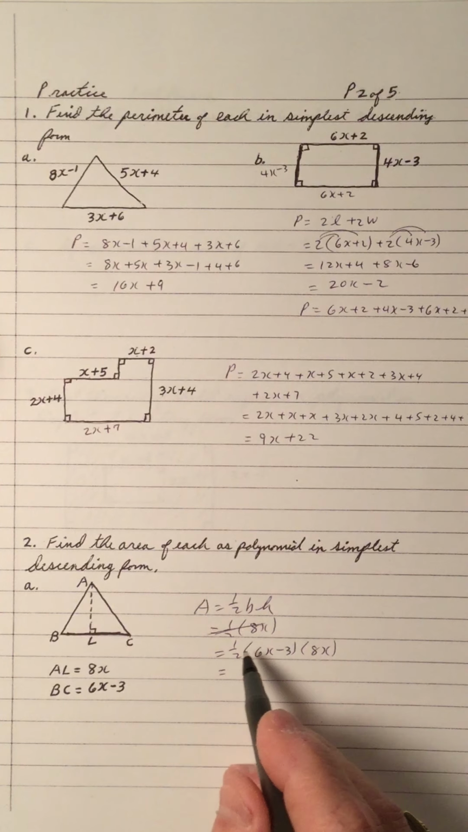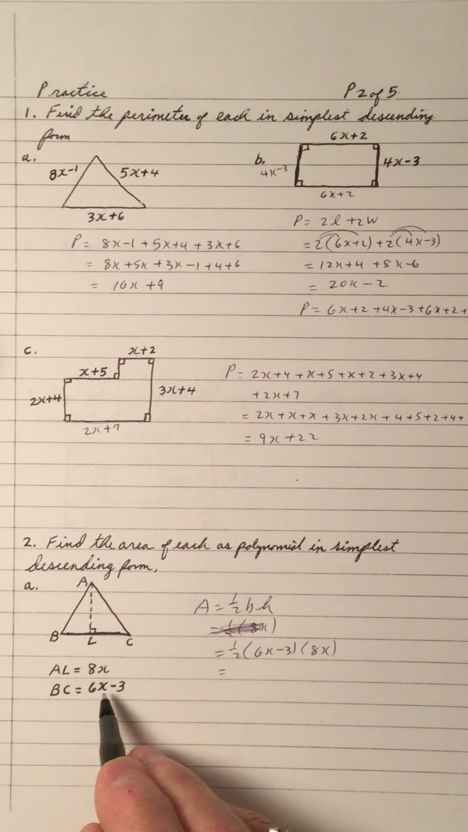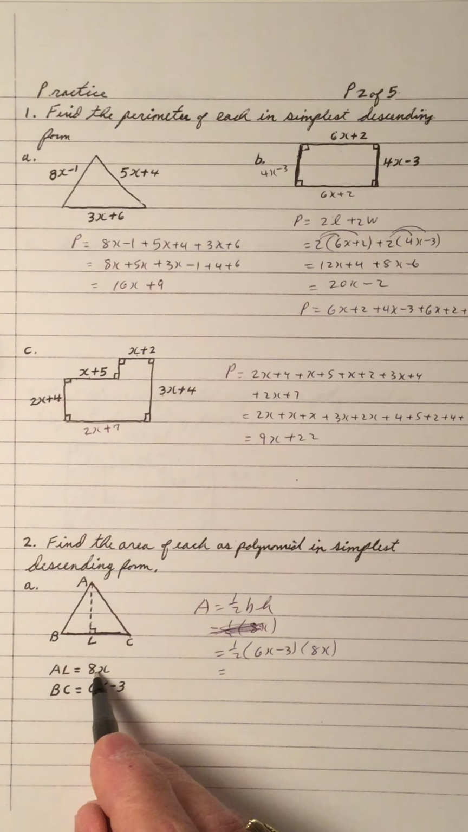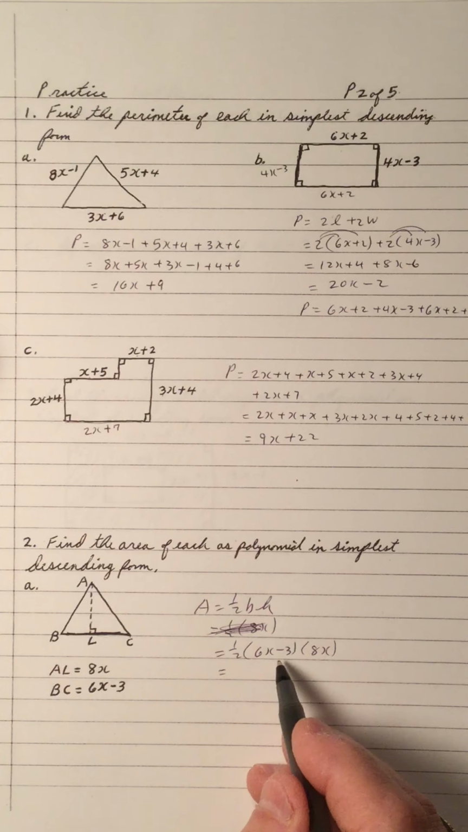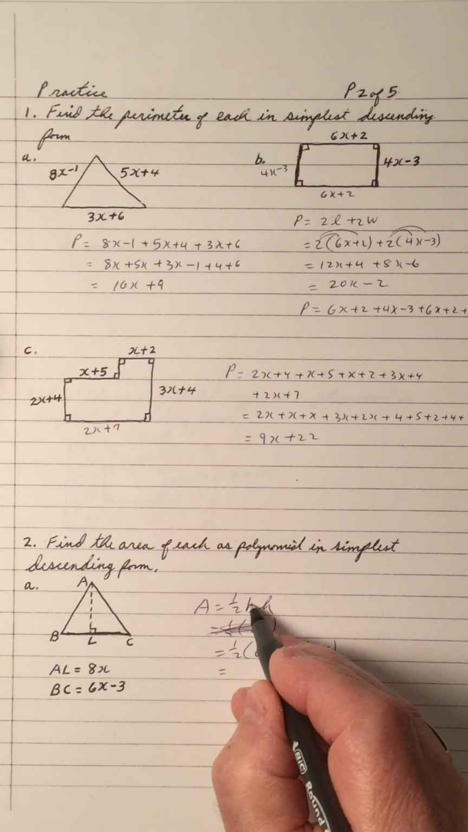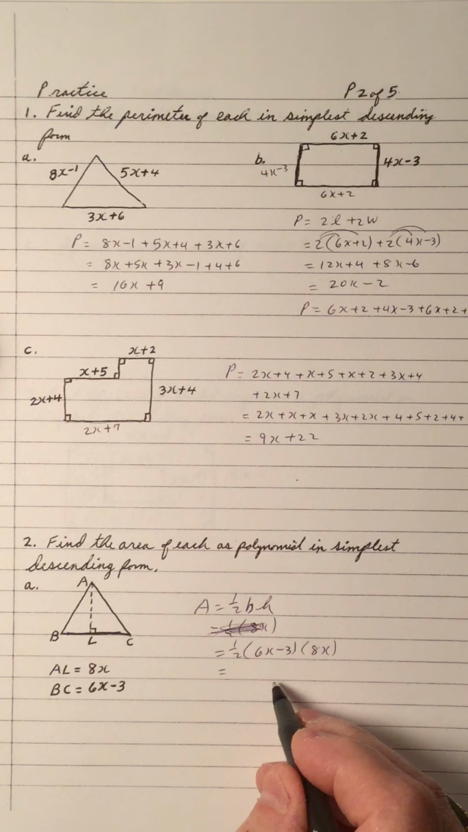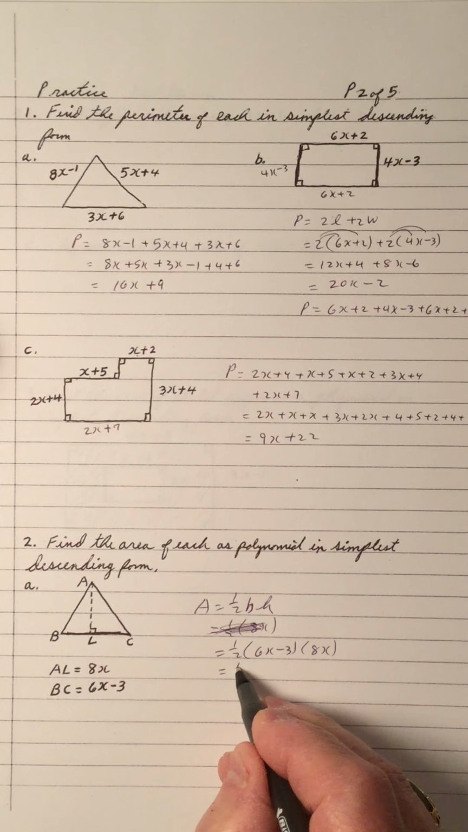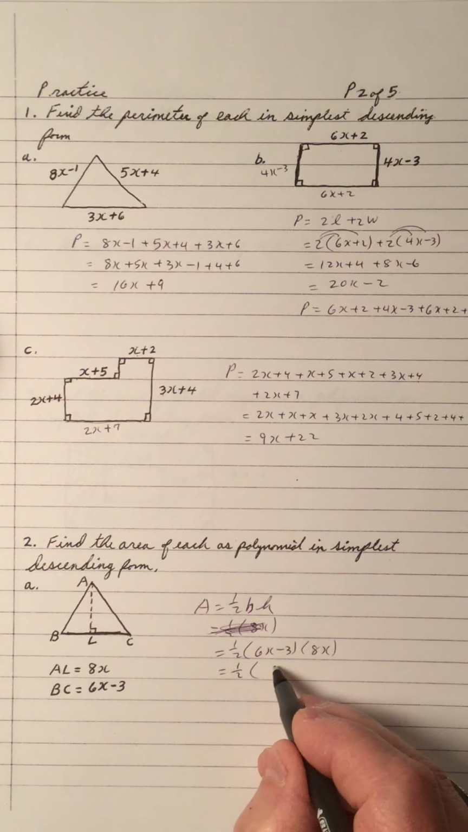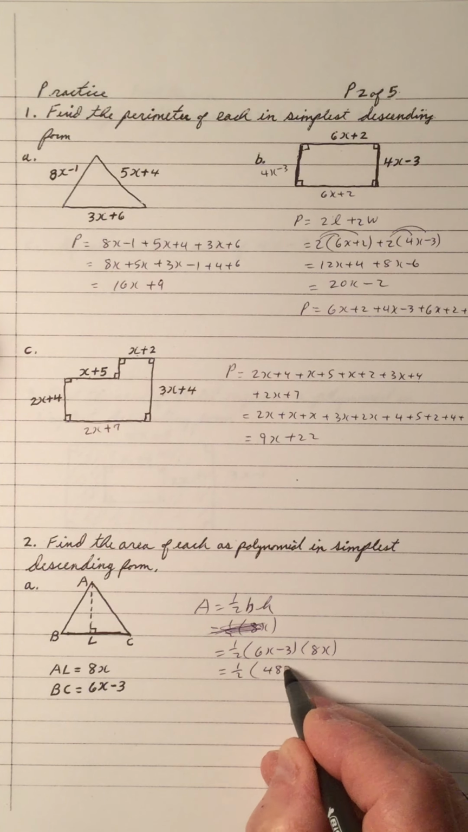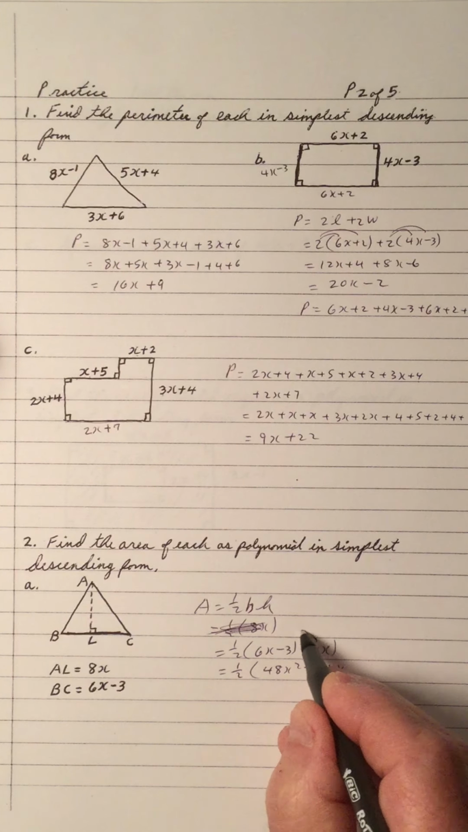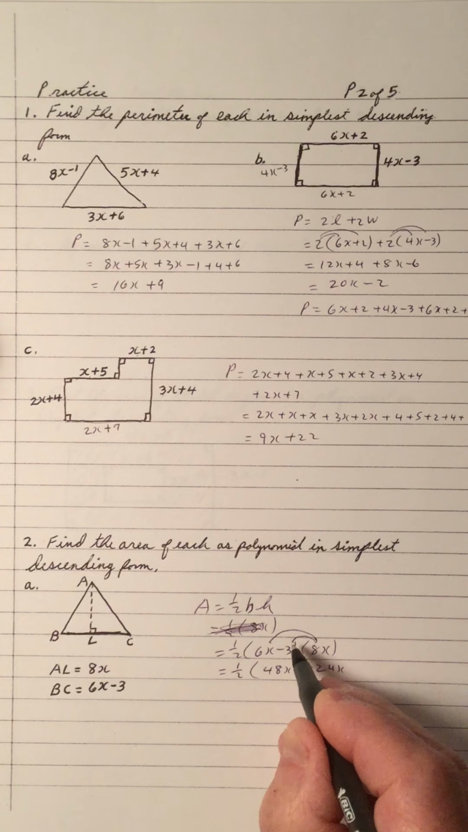So half the base times the height, sorry for that, I just put it in wrong. I could put the 8x first and then the 6x minus 3 after, but I want to obey the formula, half the base times the height. Done. I can multiply these two first because they're on the right. That gives me 48x squared minus 24x, so 8x times 6x, 8x times 3.